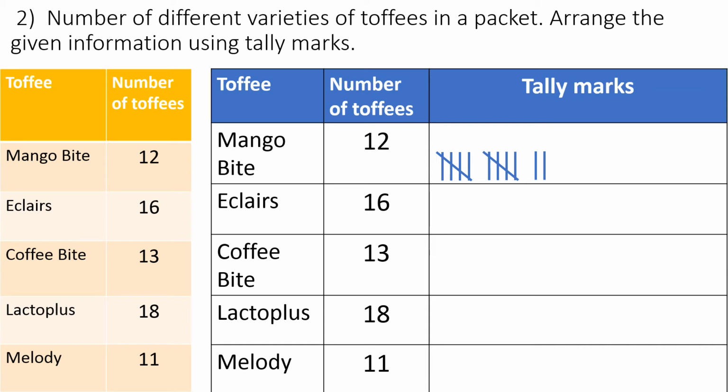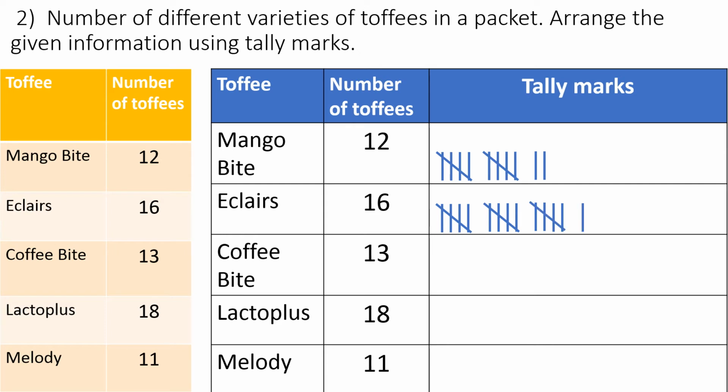There are 16 Eclairs. So draw 16 lines. 1, 2, 3, 4, cross fifth line. 6, 7, 8, 9, cross line for 10. 11, 12, 13, 14, cross line for 15 and 16.